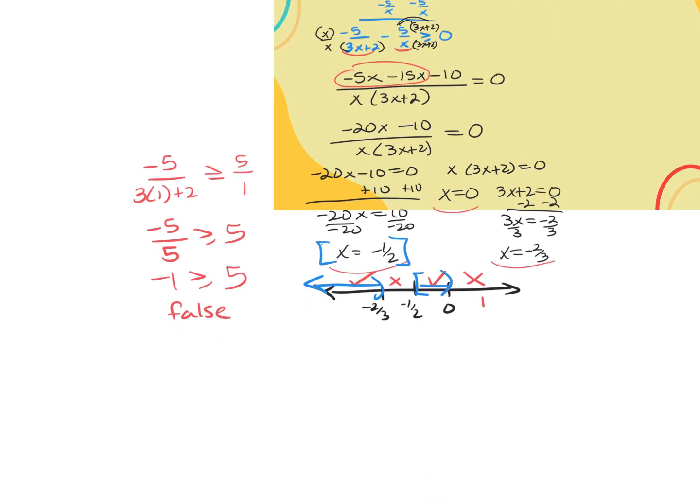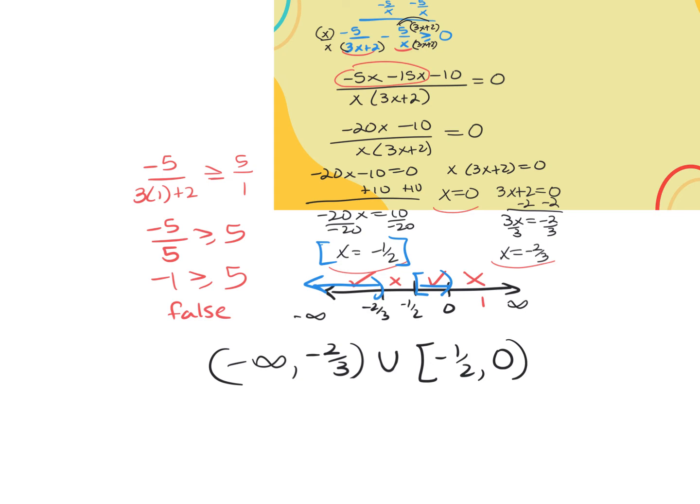So now my interval notation is going to be from negative infinity up to the negative 2/3, parentheses, union, bracket, negative 1/2 to 0.